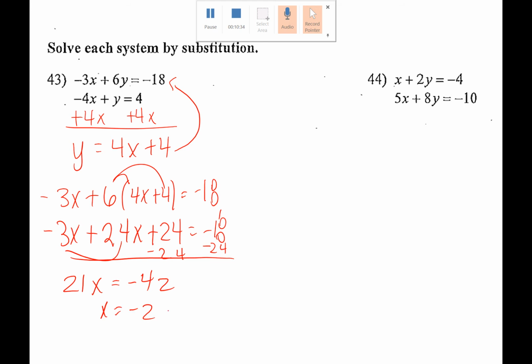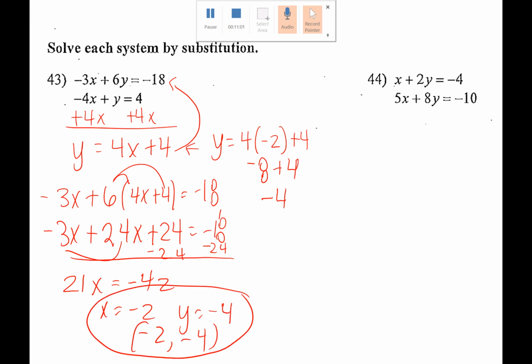And then I'm going to take this negative 2 and just plug it back in to one of my problems. I'm actually going to plug it in right here because it's easy because y is already solved for itself. So y is equal to 4 times negative 2 plus 4, so that's negative 8 plus 4, which is equal to negative 4. So my answer is negative 2 and negative 4, or negative 2 comma negative 4.